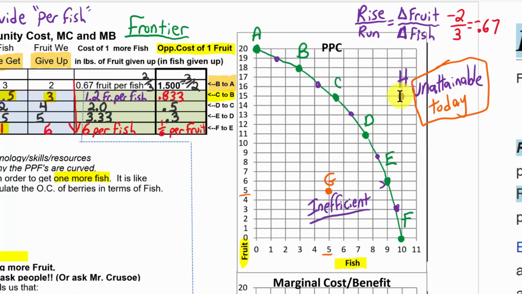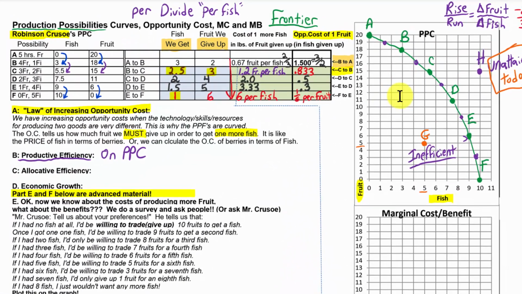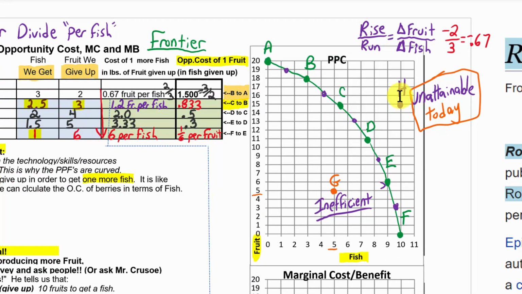Now, what kinds of resources does Robinson Crusoe have? Well, he only has himself, and he only has the amount of energy and athleticism that he personally has. But here's why I like to add the word today, because maybe tomorrow Robinson Crusoe could attain some more resources, and tomorrow he could shift this entire production possibilities curve out to where maybe H is something that's attainable in the future, right? So this could be his future PPC, future production possibilities curve, where he's able to produce more.